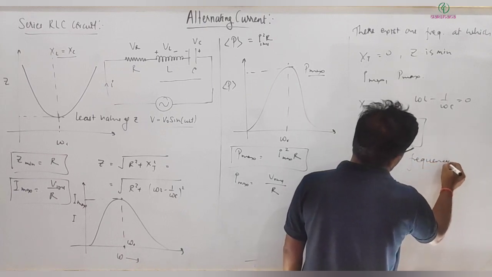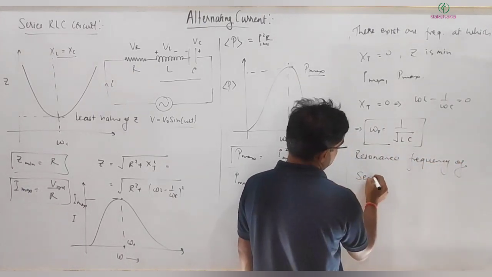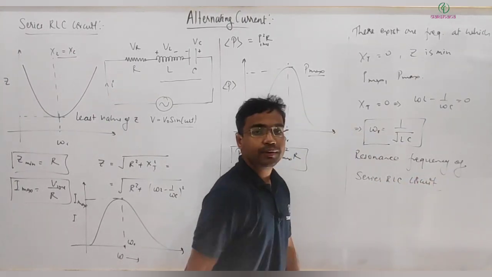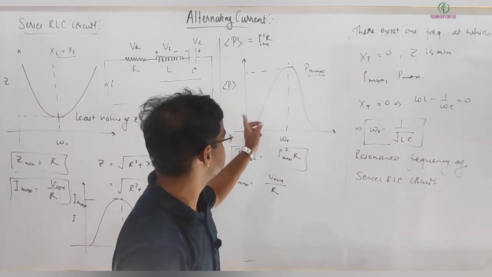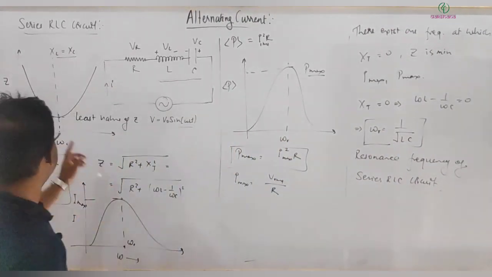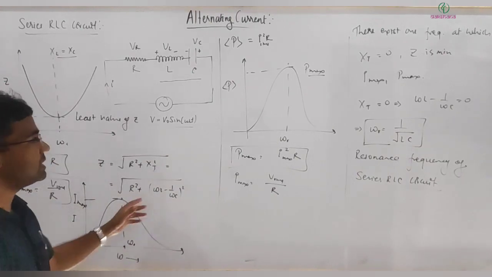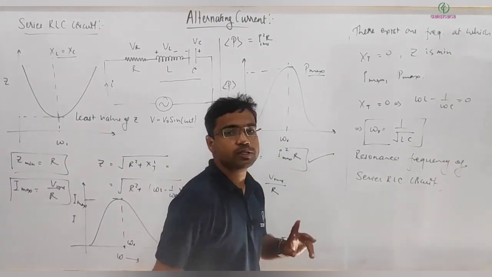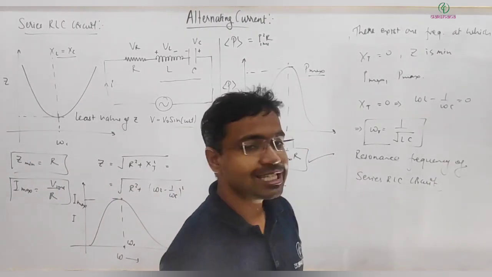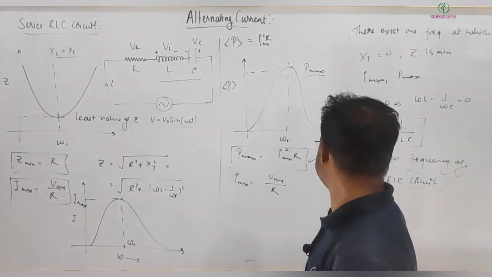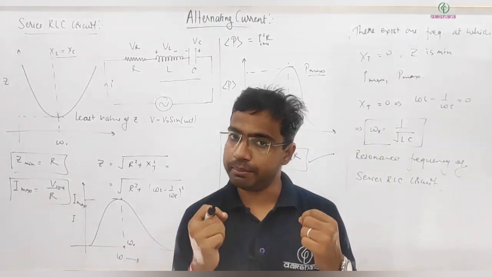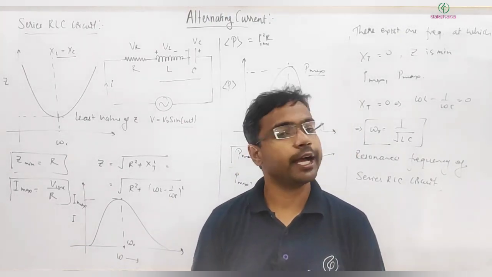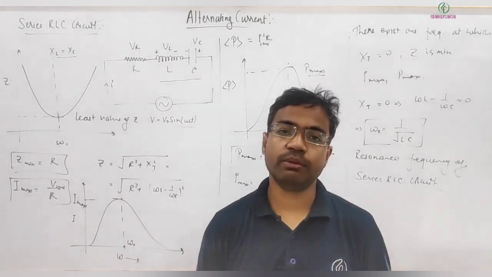Frequency of series RLC circuit. So simple thing, this is your resonance frequency. At resonance frequency, Z is minimum, I is maximum, power dissipated in the circuit is maximum, and we got this one also, right? So if the circuit is operated at this frequency, then the power loss will be maximum, or you can say power consumed in the circuit will be maximum, current will be maximum, impedance of the circuit will be minimum.